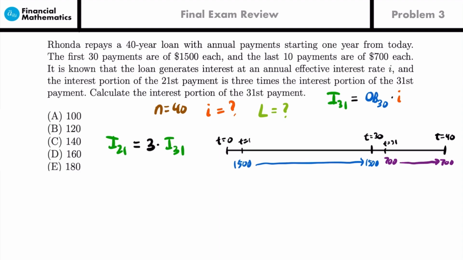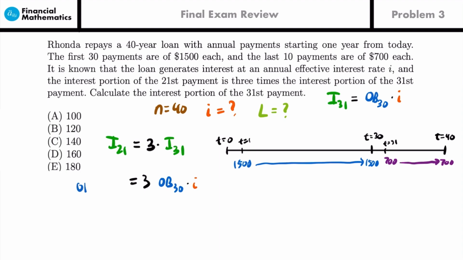So things aren't looking so good right now, but what I think we should do is rewrite this equation. We could rewrite I21 and I31 using an outstanding balance and interest rate, right? So let's do that. I already said that the interest at time 31 is equal to the outstanding balance at time 30 multiplied by the interest rate. And so the interest at time 21 would be equal to the outstanding balance at time 20 times the interest rate, right? The previous outstanding balance multiplied by the interest rate.